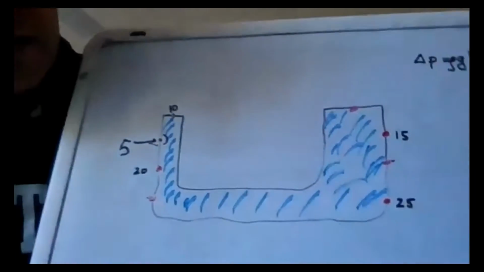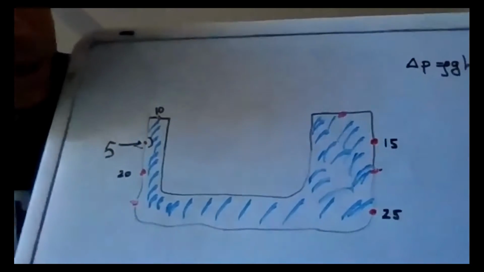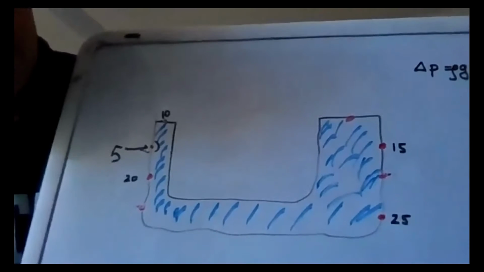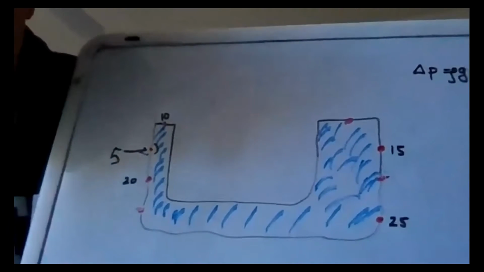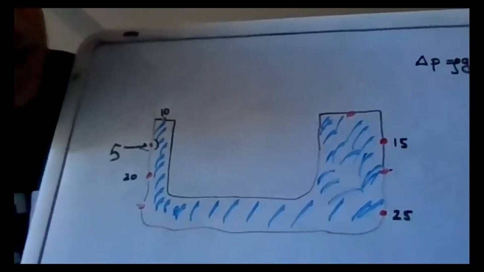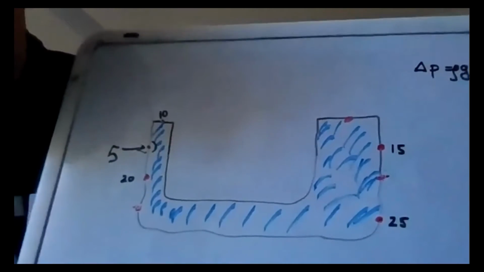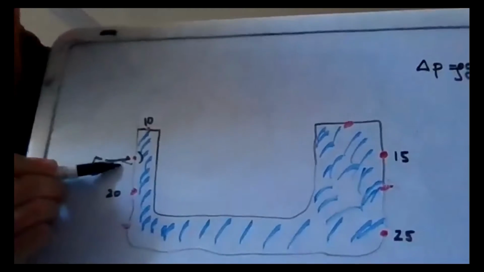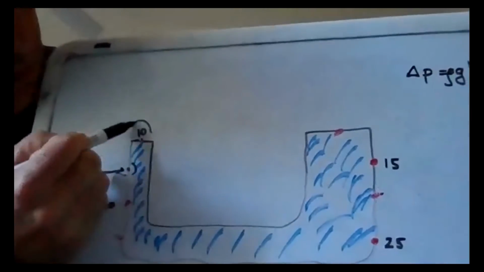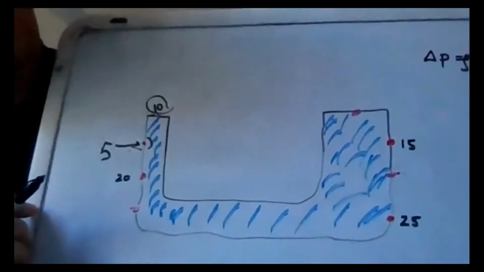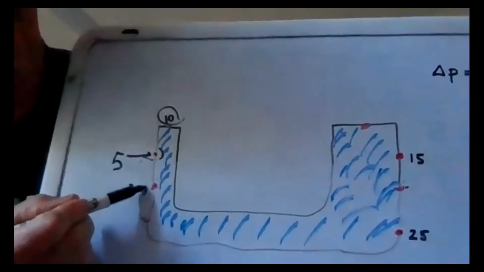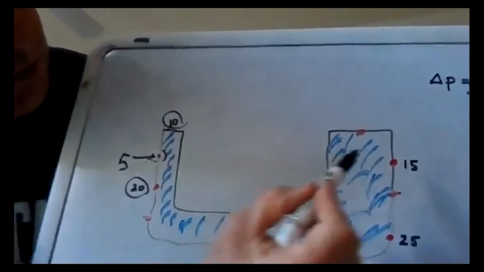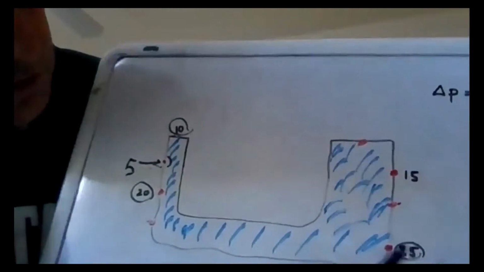Okay, the next thing is Pascal's principle, which basically says that the increase in pressure in a closed fluid travels undiminished to all points in that fluid. Okay, so that increase in pressure of 5 right at that point is going to take this pressure and make it equal to 15. Okay, it's going to take this pressure and make it equal to 25. It's going to take this pressure over here and make it into 30, etc.